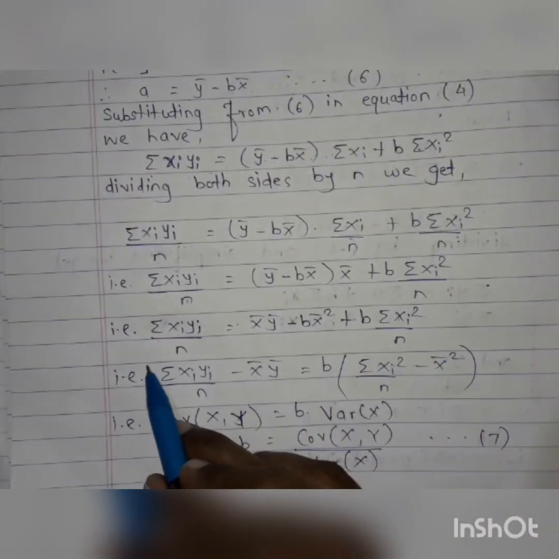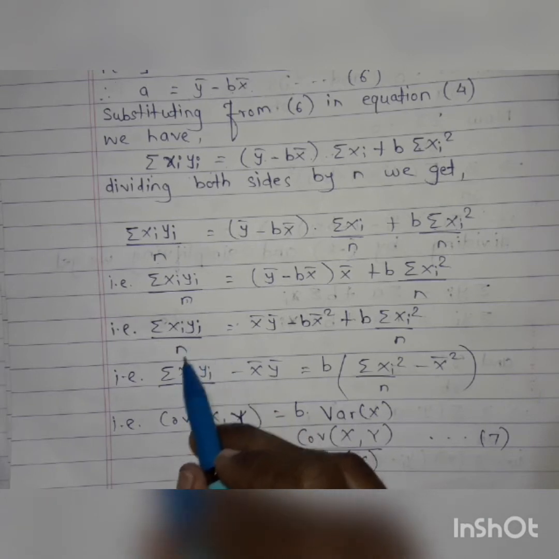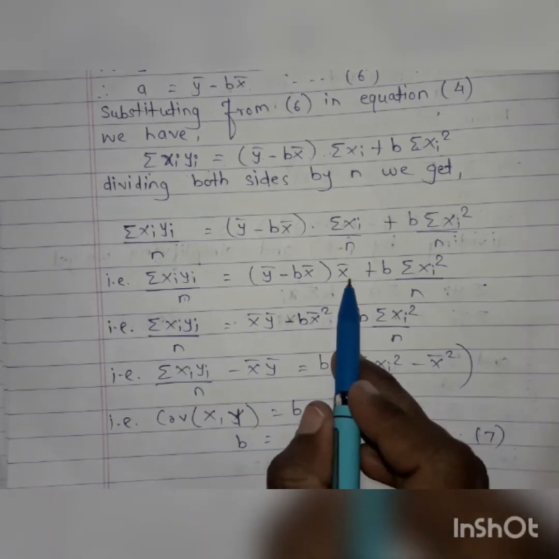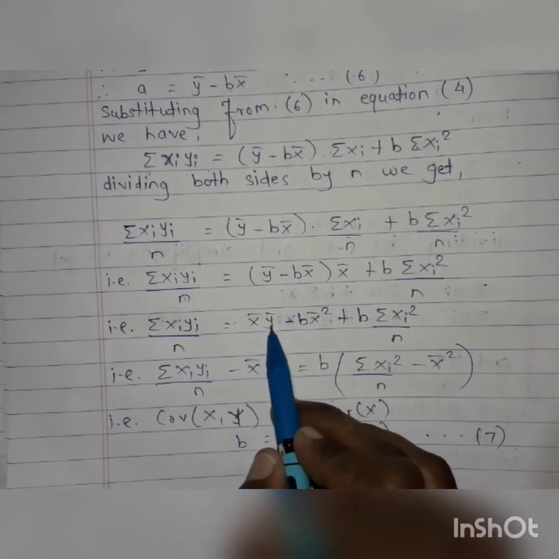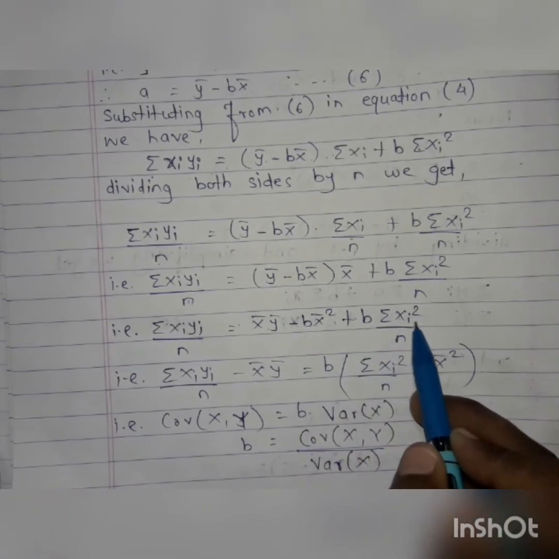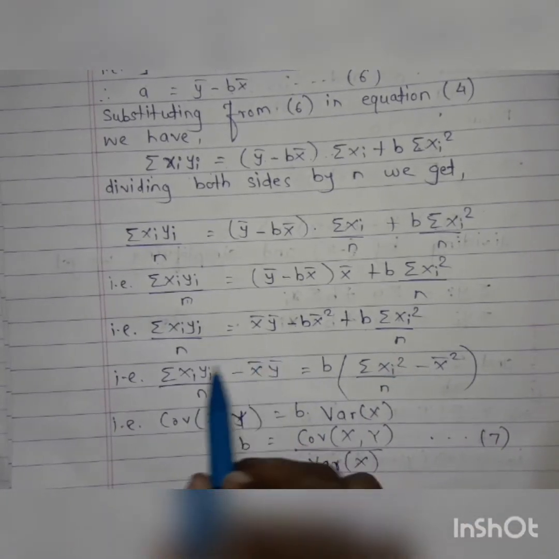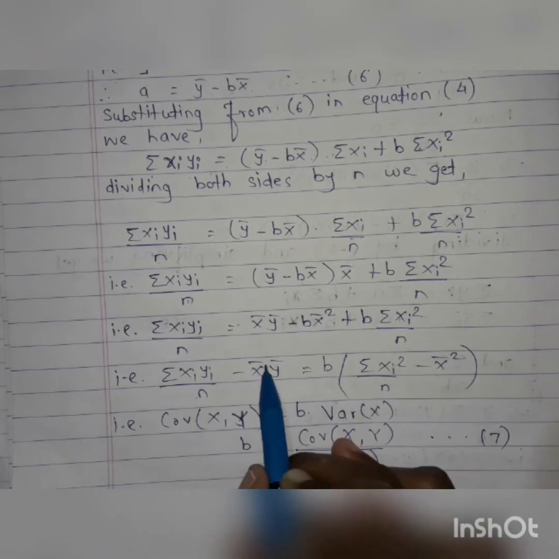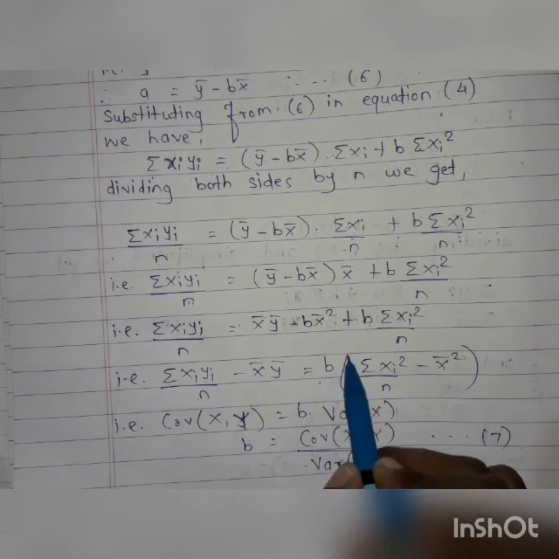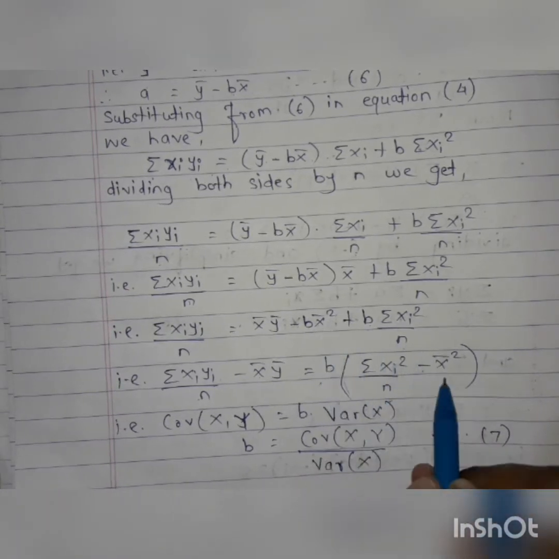That is, summation xi yi upon n is equal to, multiplying by x bar in the bracket, x bar y bar minus b x bar square plus b summation xi square upon n. Take this term to this side, we get summation xi yi upon n minus x bar y bar is equal to b common, b in bracket summation xi square upon n minus x bar square.